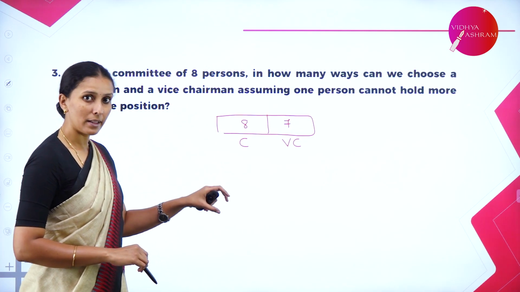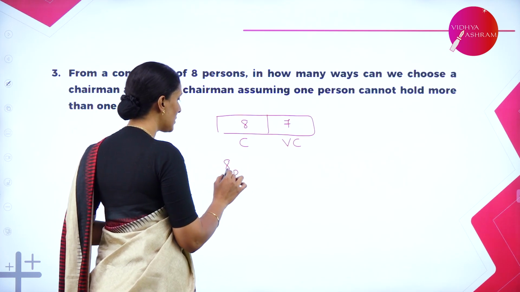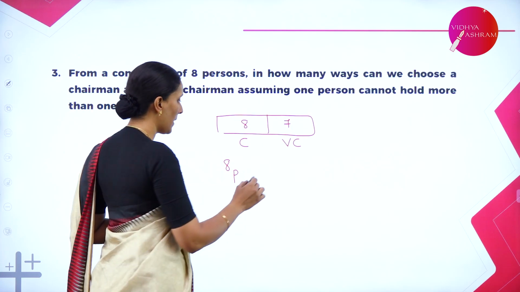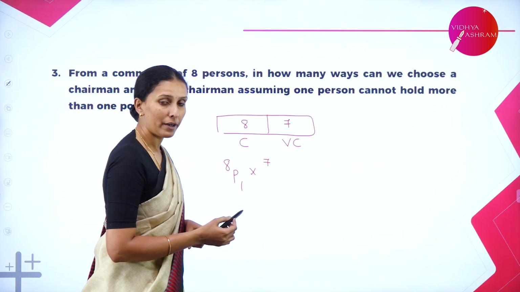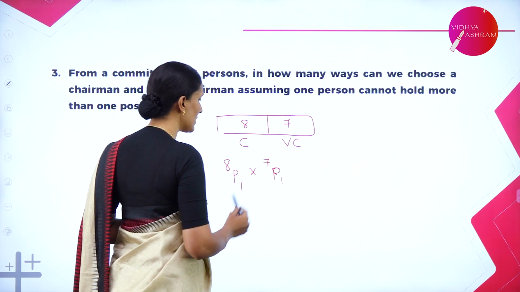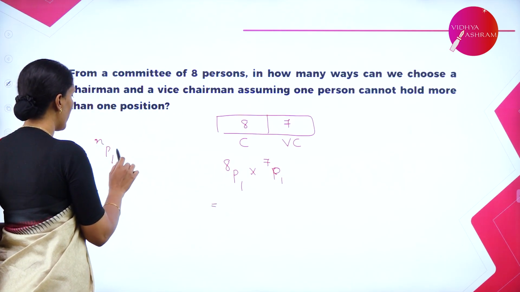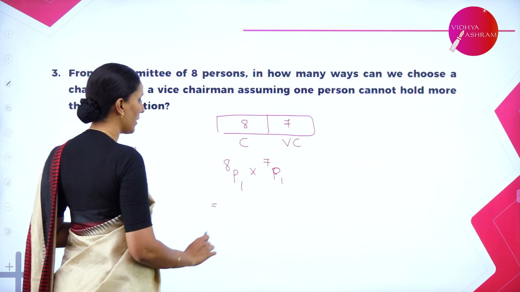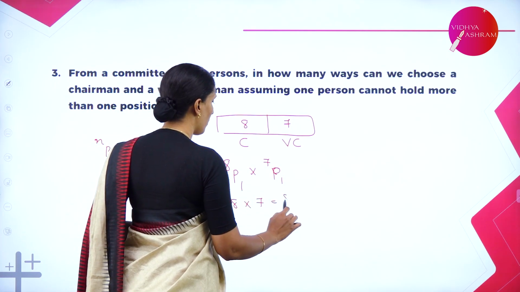But how to write this in the permutation form? So, for chairman, all 8 persons can become a chairman, but we need to choose only one. And similarly here, the remaining 7 persons can be opted for vice chairman, but we will choose only one person. So, therefore, it is 8p1 into 7p1. We know that np1 is equal to n. So, 8p1 can be written as 8, 7p1 can be written as 7. So, therefore, 56.